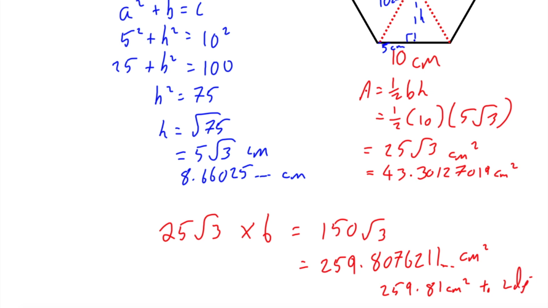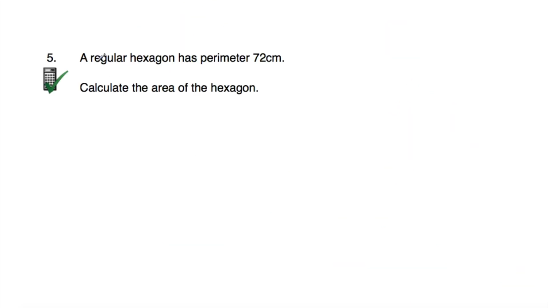Okay, let's have a look at one last question. Question number 5 says, this time, a regular hexagon has got a perimeter of 72 centimeters, and we've been asked to calculate the area of the hexagon.